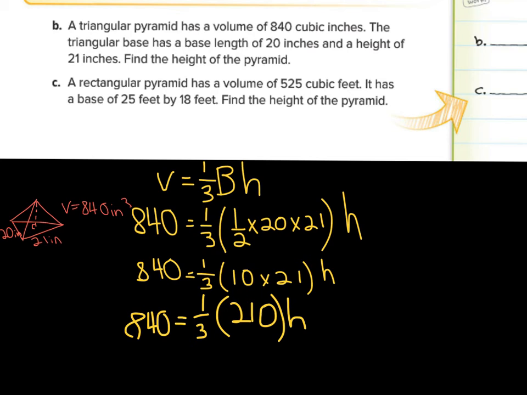Now, what is 1/3 of that? Well, it's really easy to find 1/3 of 21, right? 21 is divisible by 3. And what's one of them? Well, 3 times a number is 21.